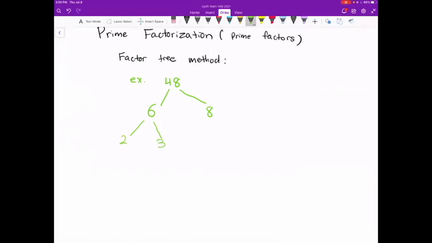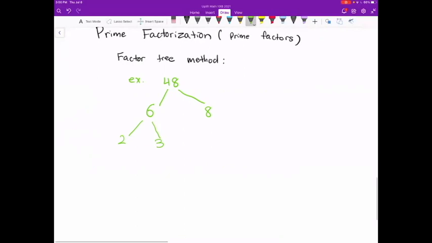So we just move on to the next branch, which is the number 8, which we can split into the numbers 4 and 2. And then we could break down the number 4 into 2 and 2. And we notice that the numbers at the bottom of every branch are prime numbers. And once every branch has a prime number at the end, that means our factoring is done. So those numbers at the bottom are the prime factors of 48.